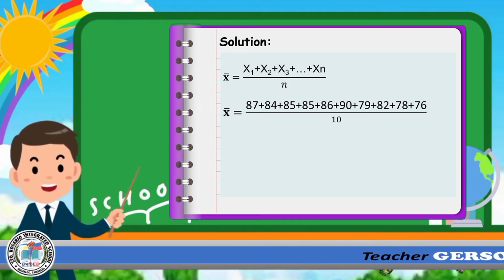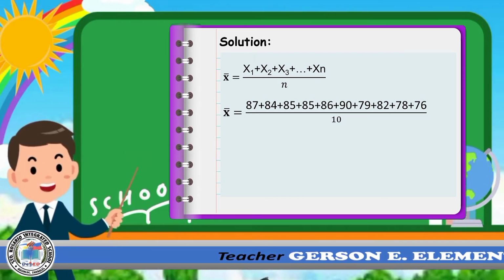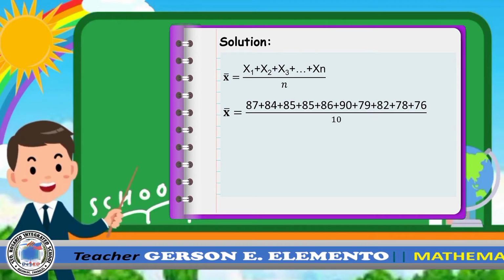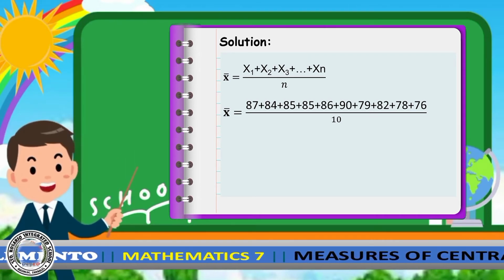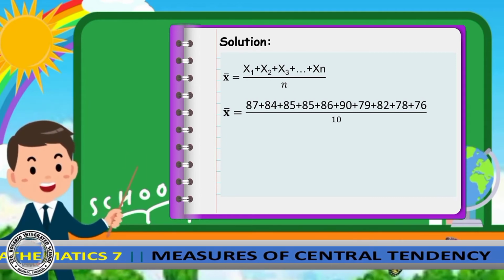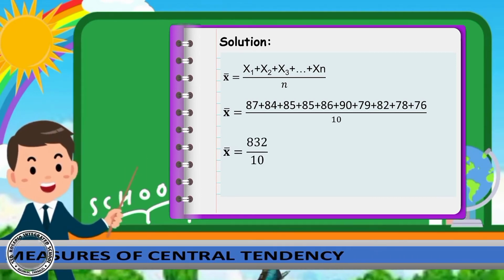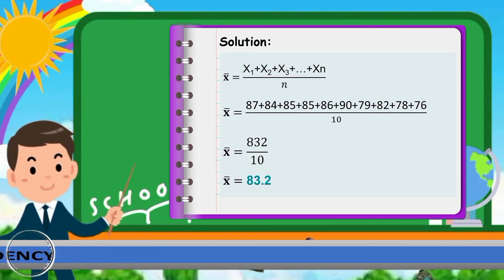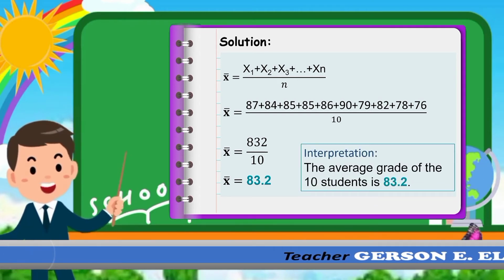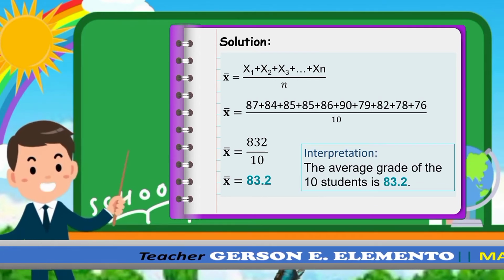87 plus 84 plus 85 plus 85 plus 86 plus 90 plus 79 plus 82 plus 78 plus 76 all over 10. Now we get x bar equals 832 divided by 10. So our mean is 83.2. Our interpretation: the average grade of the 10 students is 83.2.